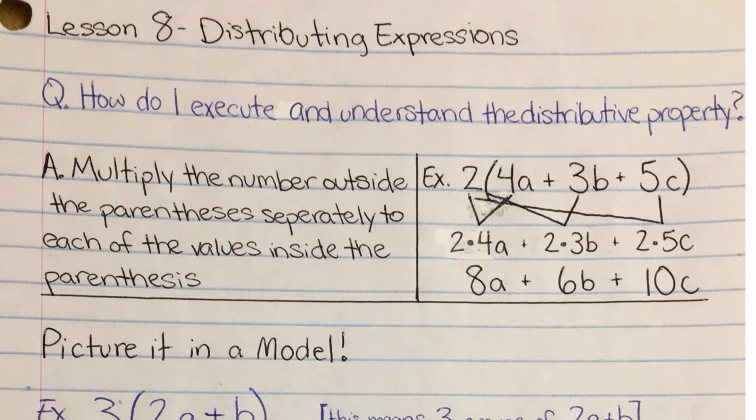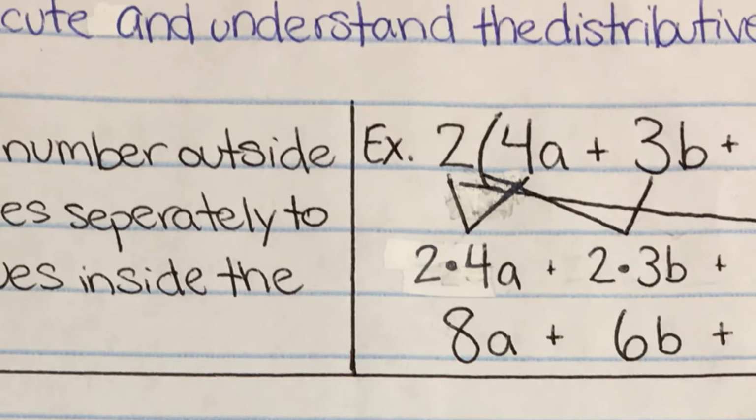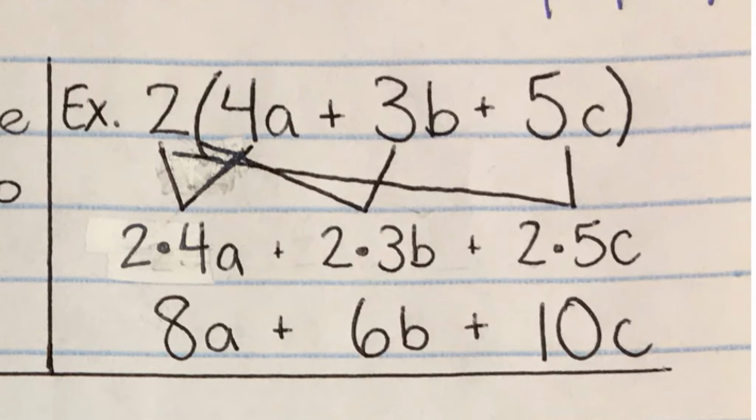Okay, so our example that we're going to be looking at here is this. 2 times (4a plus 3b plus 5c). So we take our number that's on the outside of the parentheses and we multiply it separately by each value inside the parentheses. We've demonstrated that down here. So the 2 will be multiplied to the 4a, and we see that here, 2 times 4a. Then the 2 will also be multiplied to the 3b.